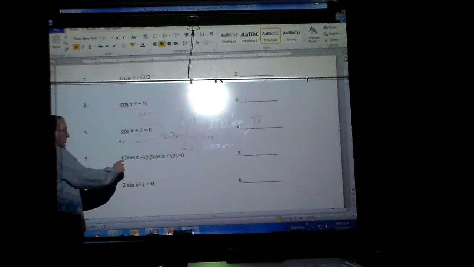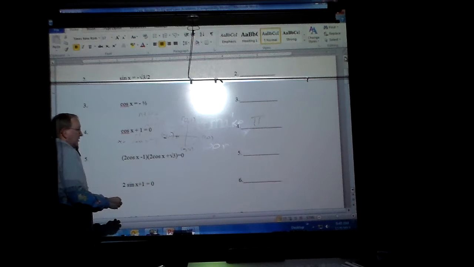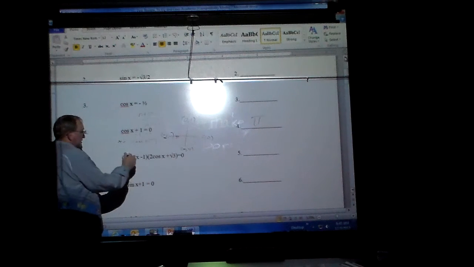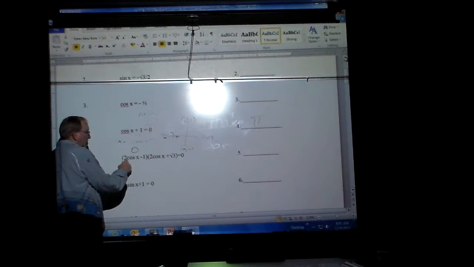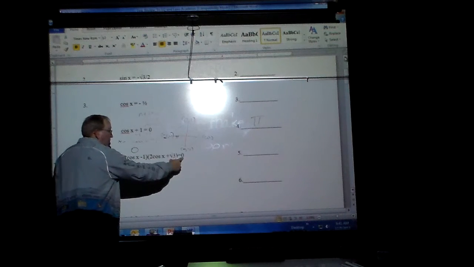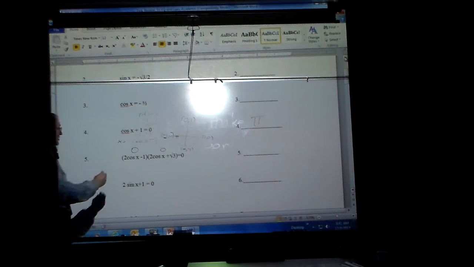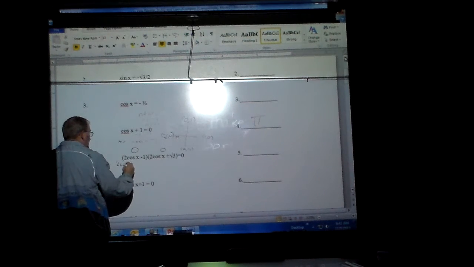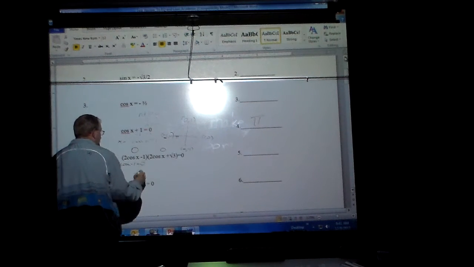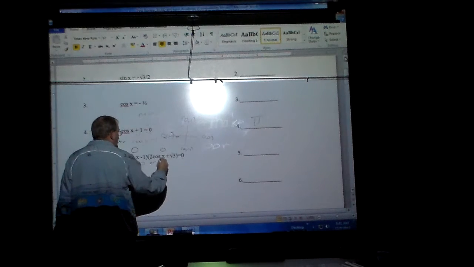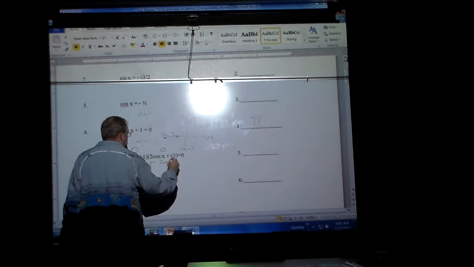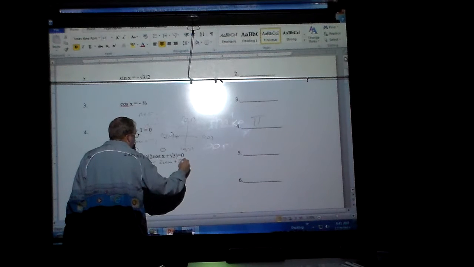Now this one here is actually two problems. Remember how if this whole parentheses is equal to 0, 0 times that's going to make 0. Or if this parentheses is 0, 0 times that will make 0. So what we're basically going to have is this. 2 cosine x minus 1 equals 0. Or we'll have 2 cosine x plus the square root of 3 equals 0.